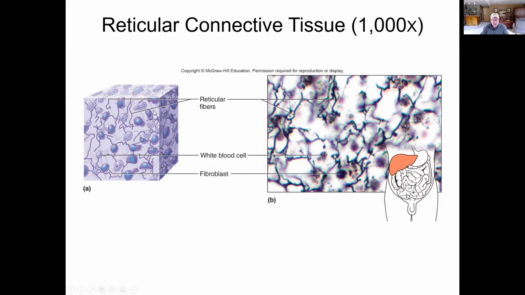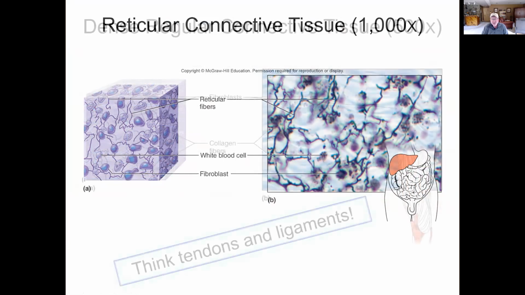So in this artist sketch, we can see some of the fibers here in purple, these small little lines within the matrix. And then, of course, in the histologic section, we can see those as well as black lines randomly interwoven in between the fibroblasts. So you see several fibroblasts here, both in the sketch and in the photograph. So reticular connective tissue, liver, spleen. That's the only time we'll really talk much about reticular connective tissue.